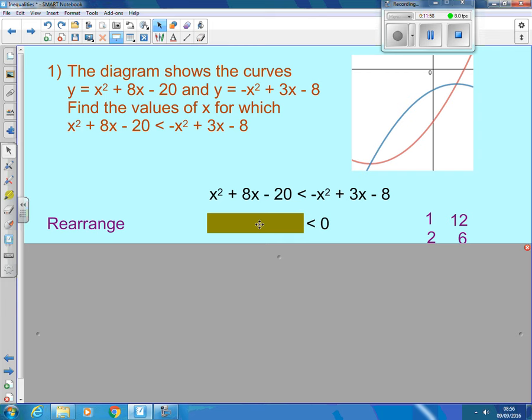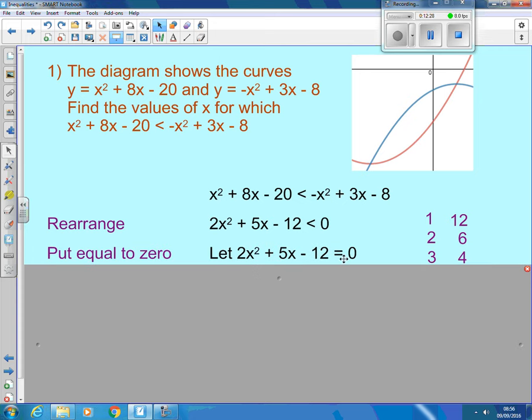So let's rearrange it. The minus x squared moves across and becomes plus x squared, so I get plus 2x squared. 8x, that becomes minus 3x, so I'll be left with plus 5x. Minus 20, that becomes plus 8, so minus 20 plus 8 is minus 12. So I get 2x squared plus 5x minus 12 less than 0. That's what I'm trying to solve. Okay, so now we put it equals 0, and as I say, if you'd preferred, you could let this equal this first, then do the rearrangement, and either way you end up with this.